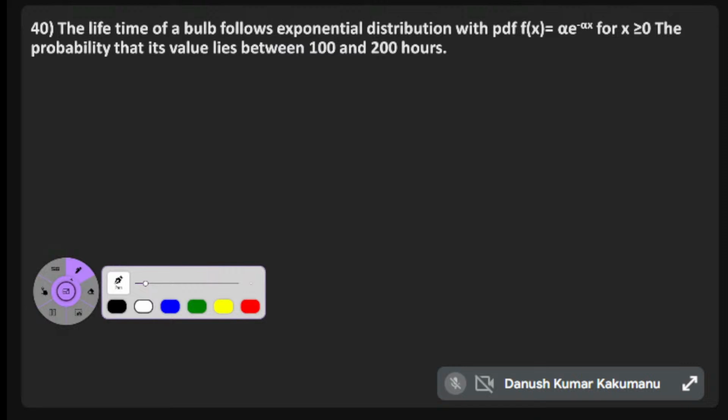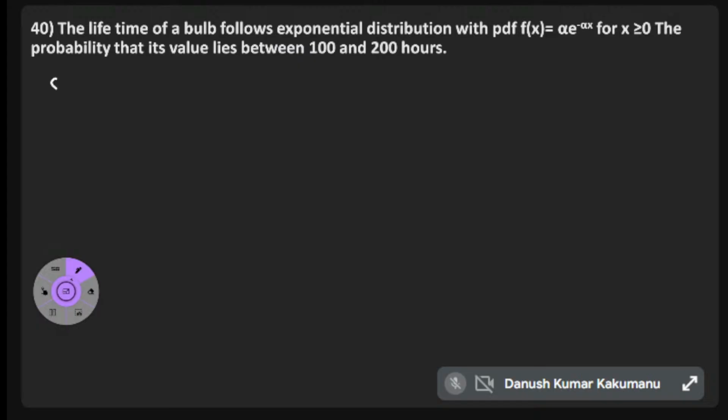Right, come on. The lifetime of a bulb follows exponential distribution with PDF. What is the PDF given? F of x is equal to alpha e power minus alpha x for x greater than or equal to 0. The probability that its value lies between 100 and 200 hours. Its value means what? It is discussing about what? Lifetime of a bulb. What is the probability that lifetime of a bulb lies between 100 and 200 hours?